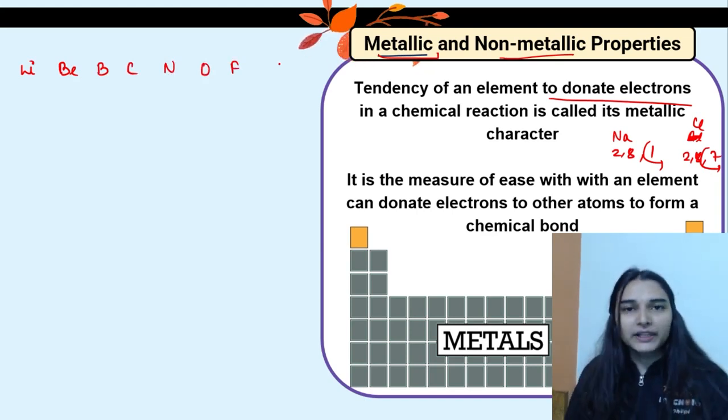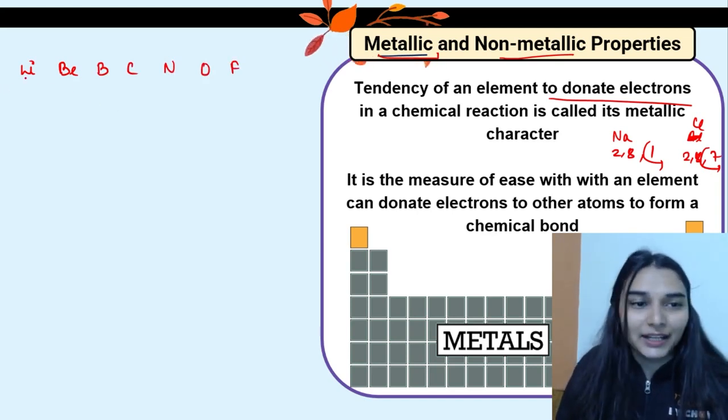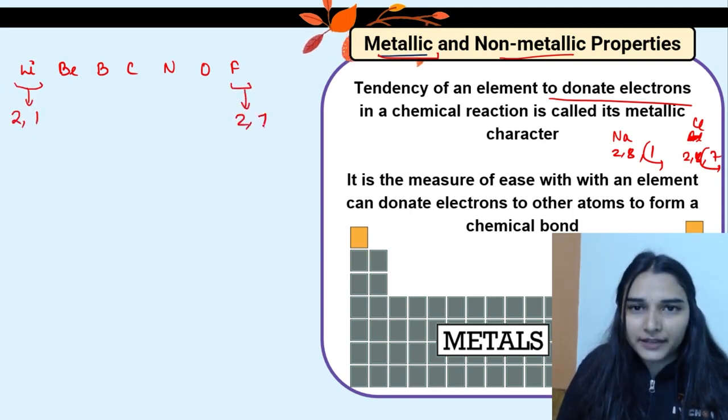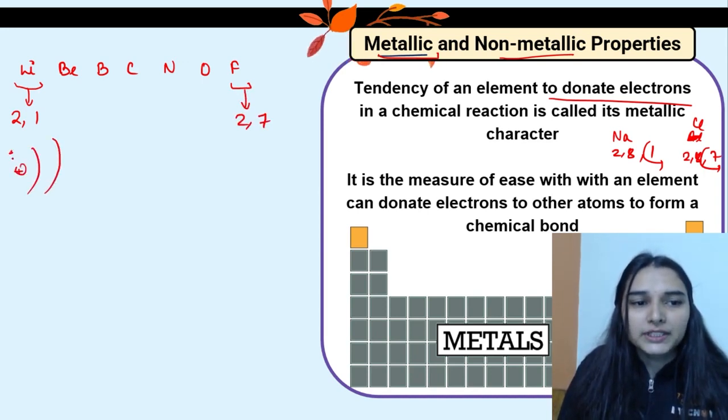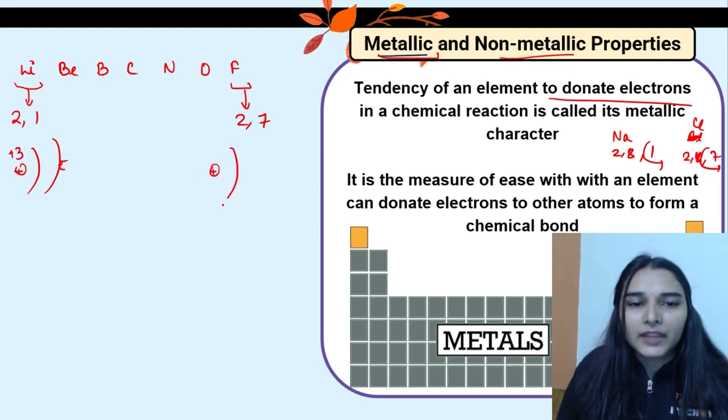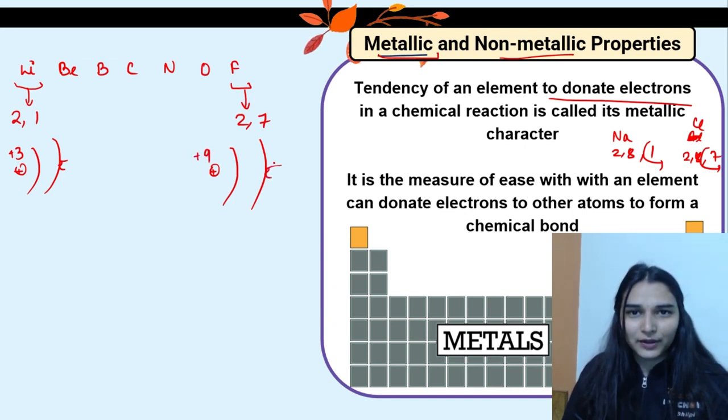Not talking about noble gases, they're not going to take part in our trends. Lithium has a configuration 2-1, fluorine has a configuration 2-7, है ना. So you know that lithium के case में there are 3 protons that are attracting the valence electron. Fluorine में there are 9 protons which are attracting the valence electrons.